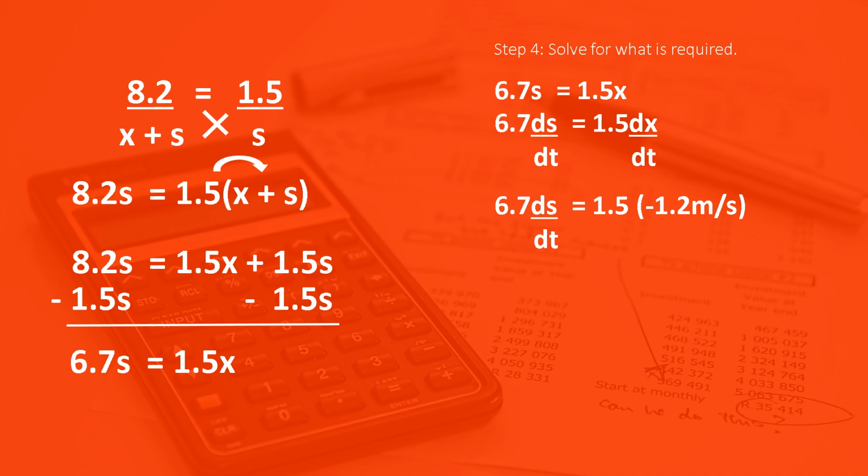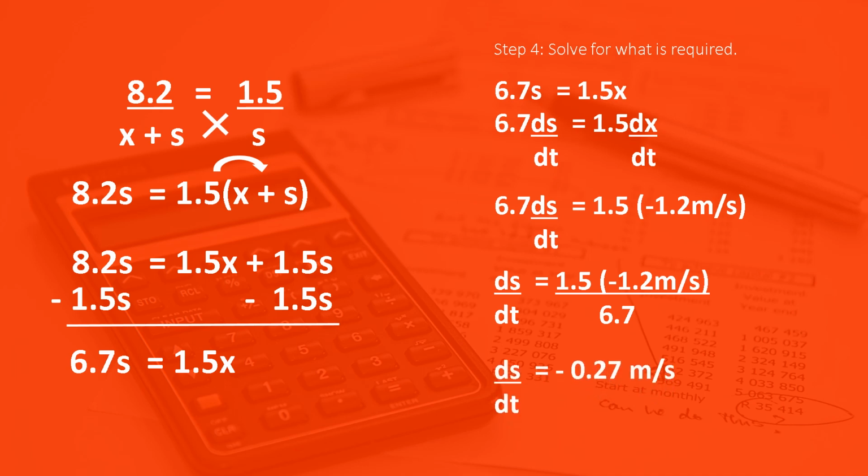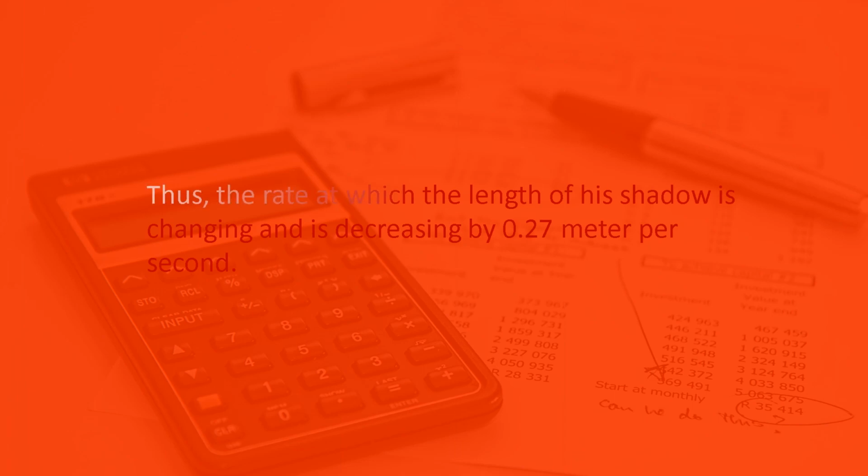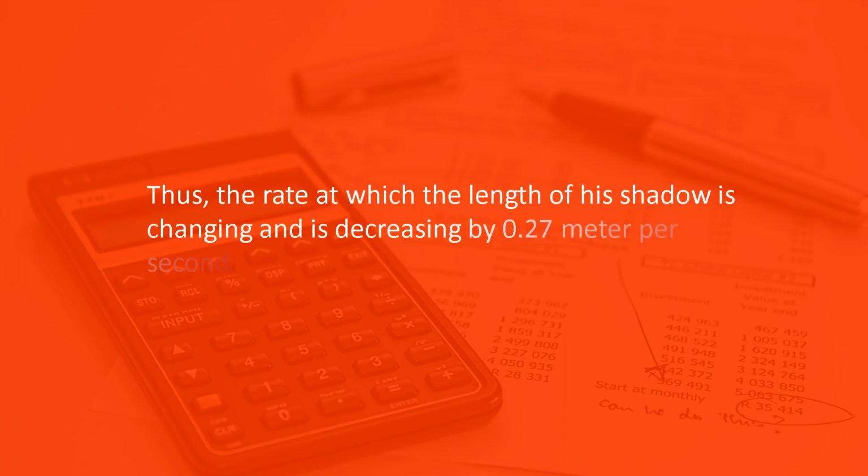Thus, 6.7 times ds over dt equals 1.5 times dx over dt, which is negative 1.2 meters per second. So ds over dt is equal to 1.5 times negative 1.2 meters per second over 6.7. Now, ds over dt is equal to negative 0.27 meters per second. Thus, the length of his shadow is decreasing at a rate of 0.27 meters per second. So that's it. That's the solution.